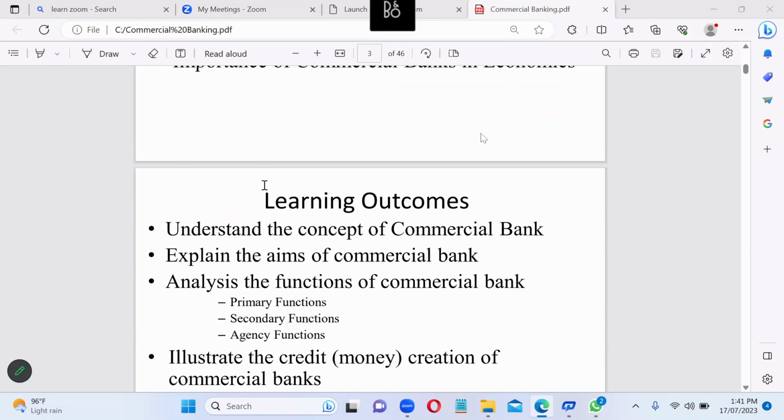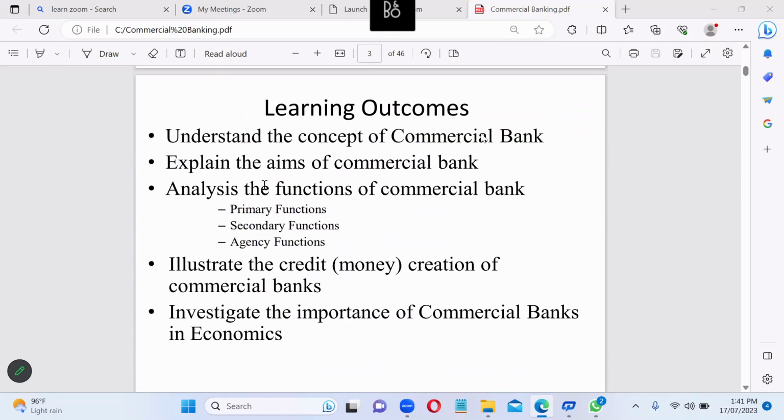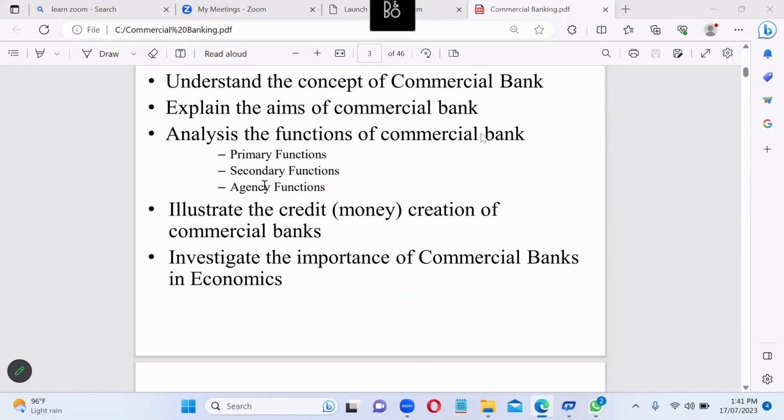The learning outcomes are understanding the concept of commercial banks, explaining the aim of commercial banks, and analyzing the functions of commercial banks. Among the functions, we are going to see three: primary, secondary, and finally agency function. The fourth is to illustrate the credit creation of commercial banks. And finally, to investigate the importance of commercial banks in the economy of our nation.